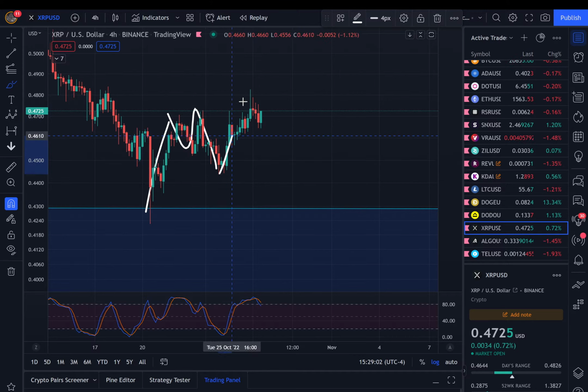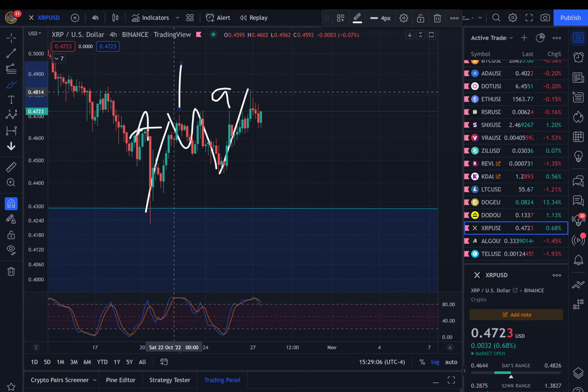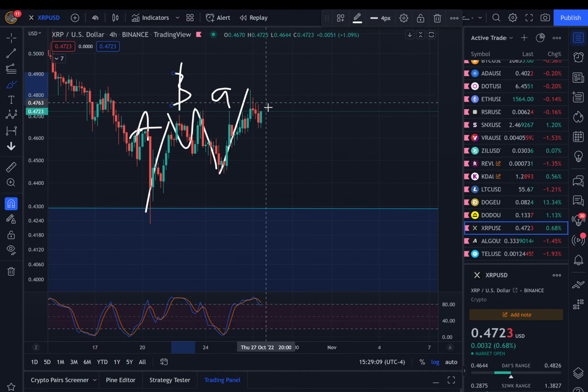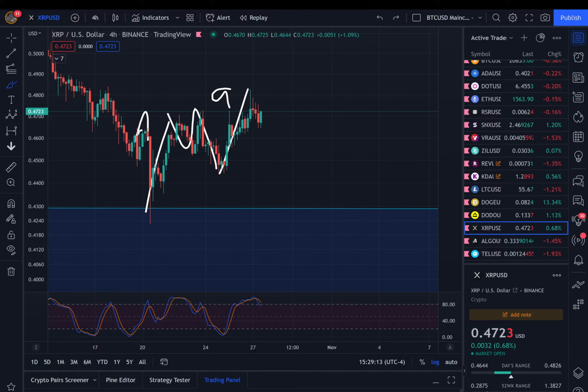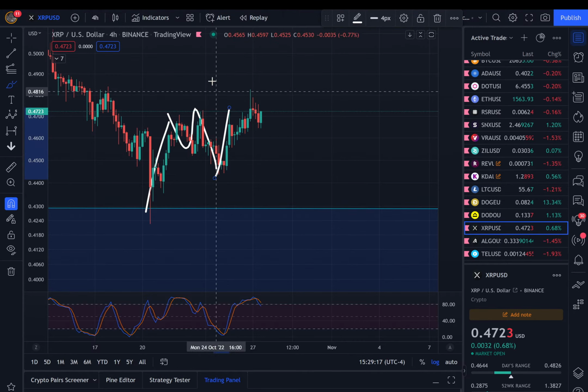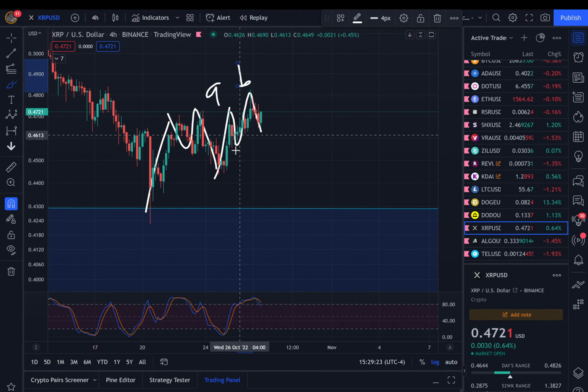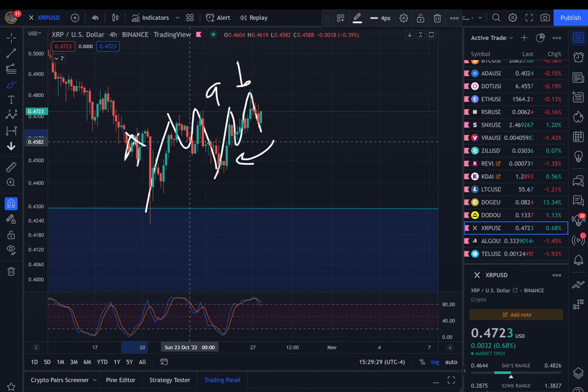And then you get 5 waves up for your second degree A wave, right? First degree A wave, first degree B wave, second degree A wave. And this is your second degree A wave right here. And this is your second degree B wave, a running flat right there, respecting the 0.618 of that second degree A wave. And this is not a straightforward read.